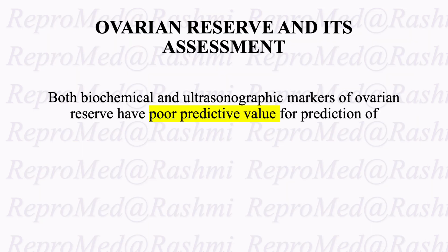Both biochemical and ultrasonographic markers of ovarian reserve have poor predictive value for prediction of conception because they are just quantitative markers. They are not qualitative markers. The quantitative markers only tell how much reserve is present, not whether it will actually lead to conception. No such single test is available. Let's discuss the tests one by one.